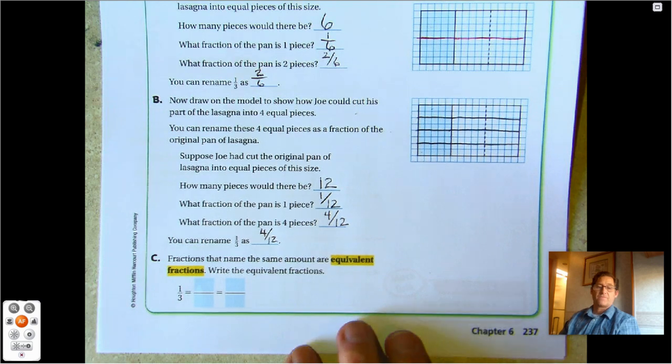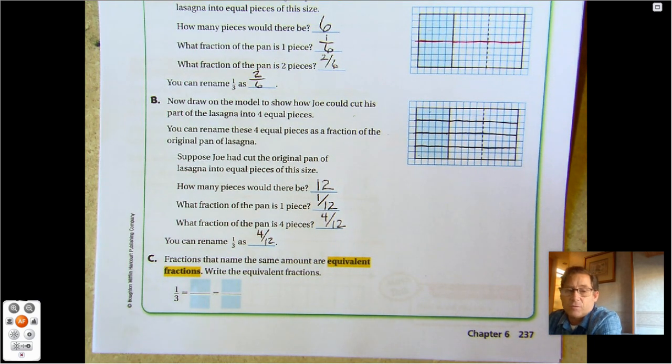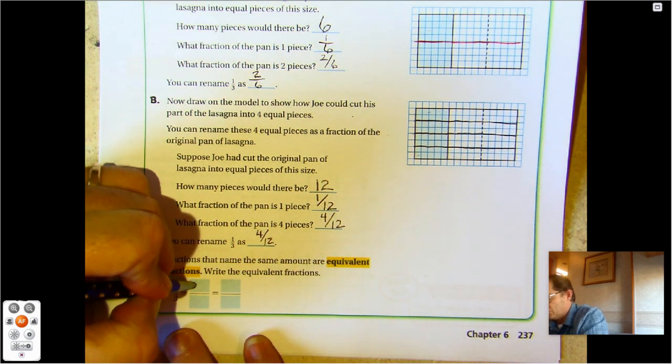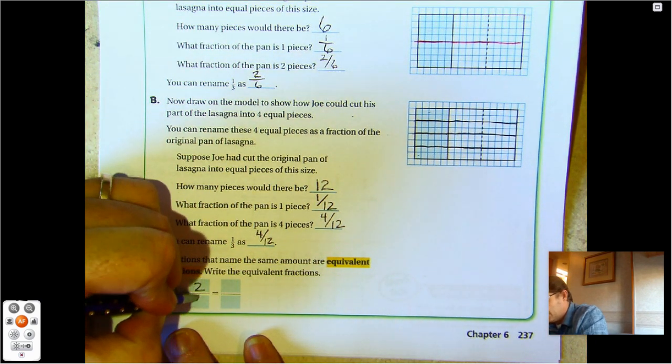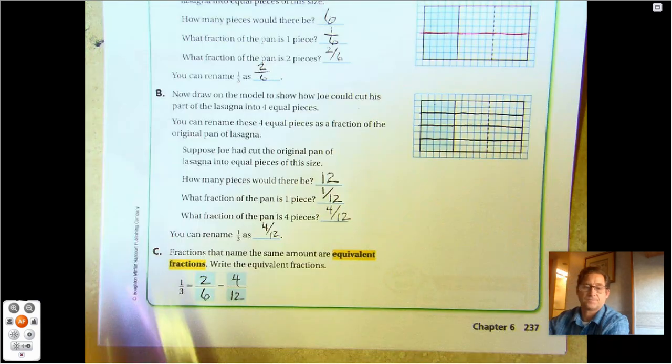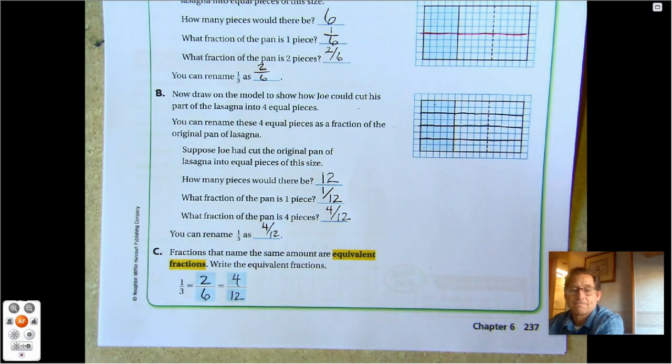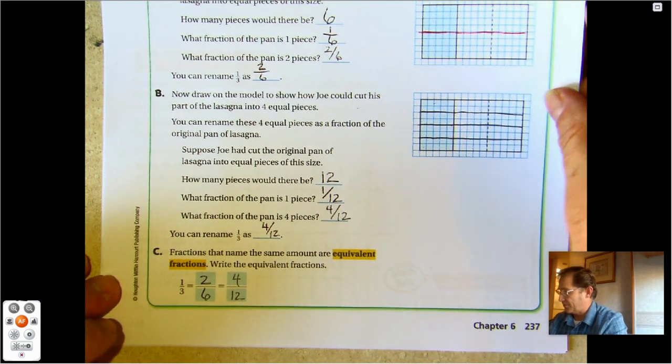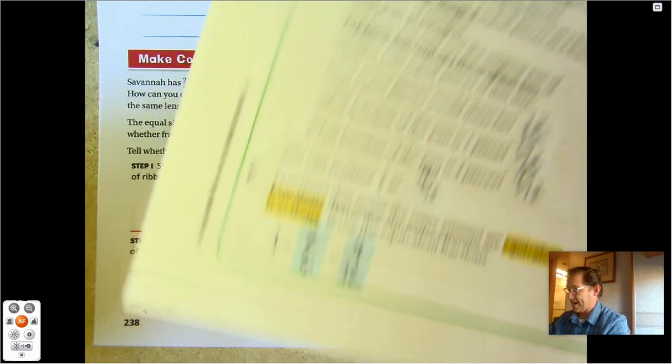So fractions that name the same amount are equivalent fractions. So we can write the equivalent fractions for 1/3 as 1/3, 2/6, 4/12. Right, so let's look at page 238.